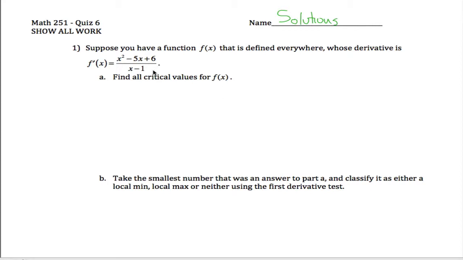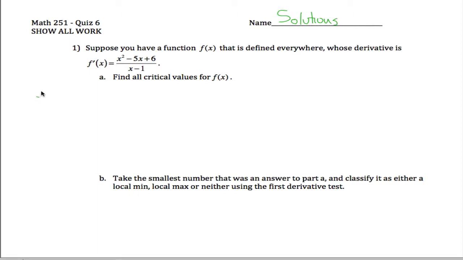Alright, here's solutions to quiz 6 from Math 251. We're told there's some function f of x, not even given the function, turns out you don't need it. But what we do need is its derivative, and supposedly its derivative is this thing right here. So some function defined everywhere, that's key, and its derivative is this thing.